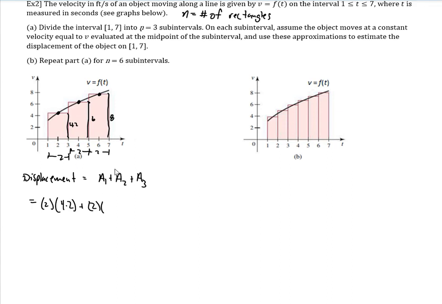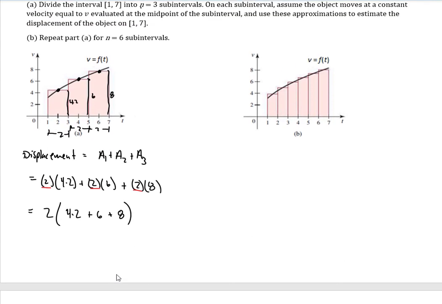And then the base is 2, and the height we said is 6, plus the area of the third one has a base of 2 and a height of 8. And now, what we will often do to help us in these other problems is notice that this 2 is common in all terms, so we can factor that. So I'm going to take the 2 out, and then we have 4.2 plus 6 plus 8. Okay, so I just factored the 2 out, and this will help us with future ones.